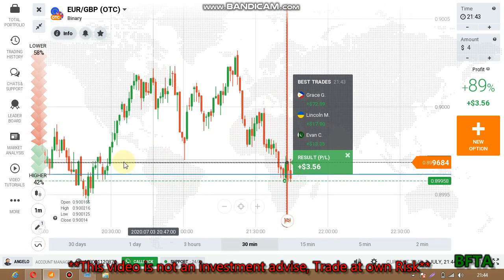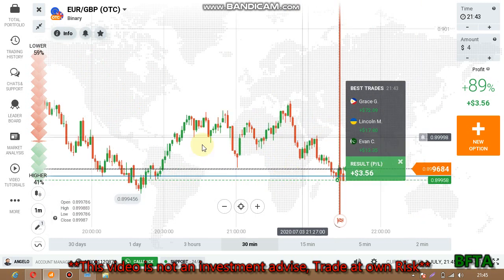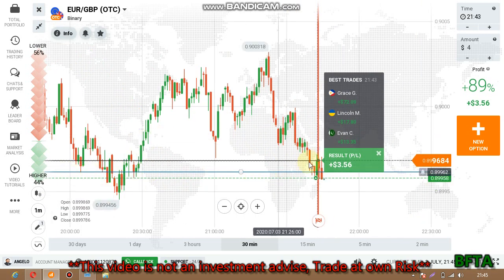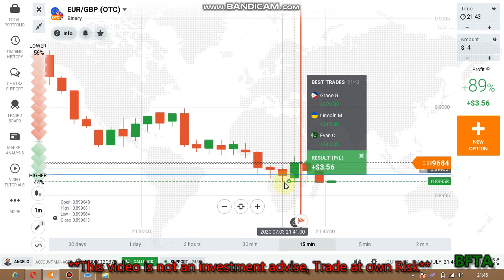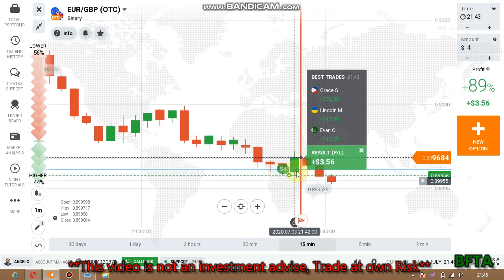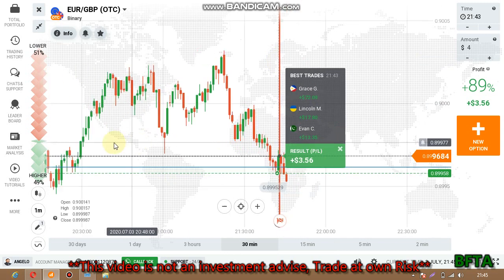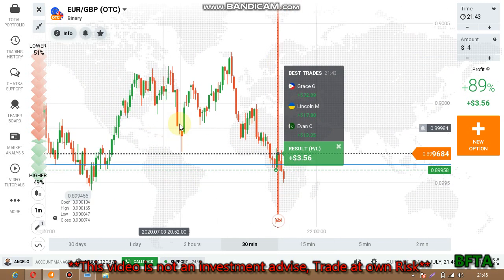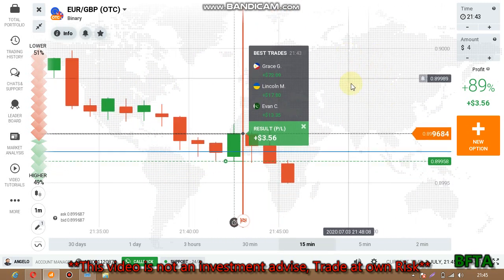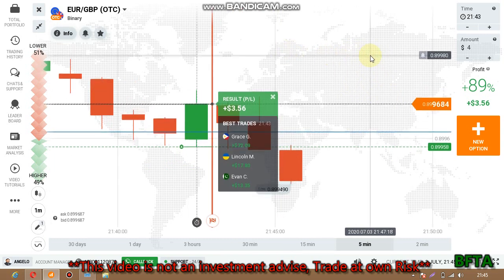I placed call option here because this is buyers level. Buyers entered multiple times on this level. This candle reached that level, closed at the level with a rejection, touched the level, so we should expect buyers entry. This is buyers area. I didn't draw the area, but it's buyers area. This is how you can place your trade on OTC market.